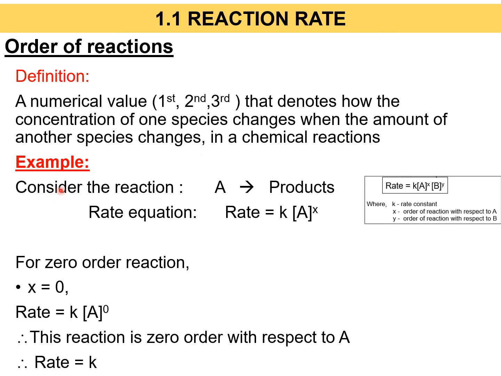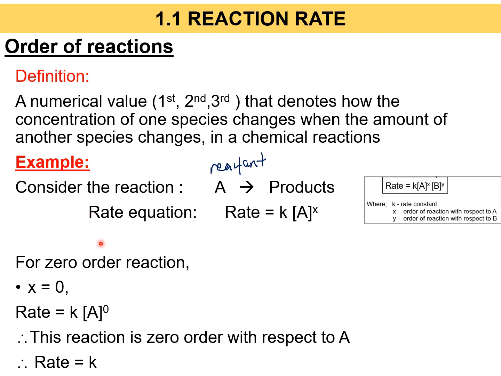Okay, consider if let's say you have a chemical reaction where your reactant is A. Okay, and then you will get a product. So if you want to find the order of reaction, you need to write the rate law equation.